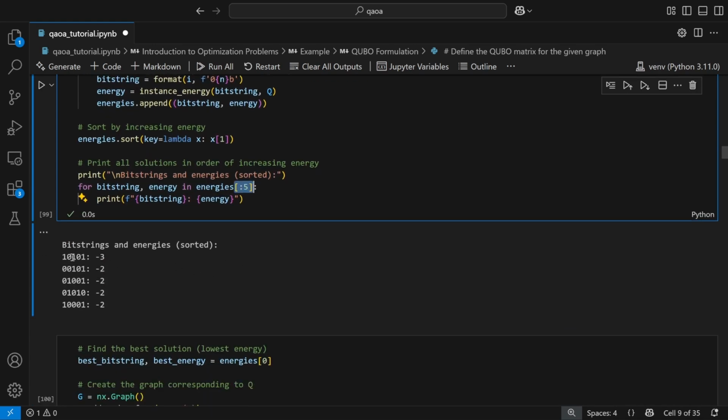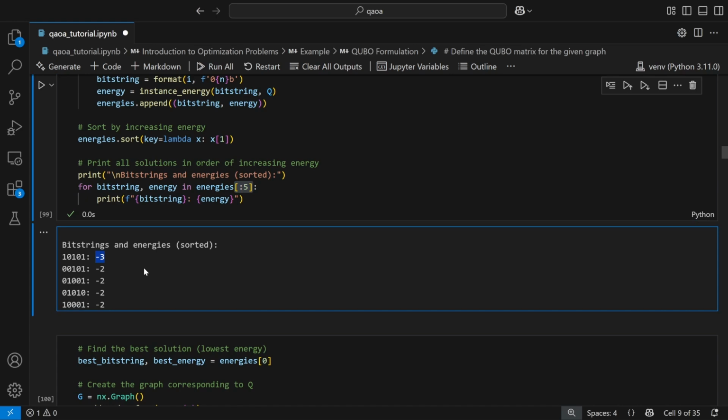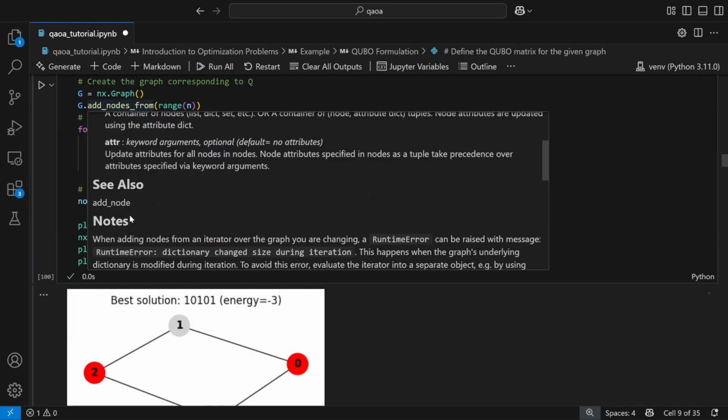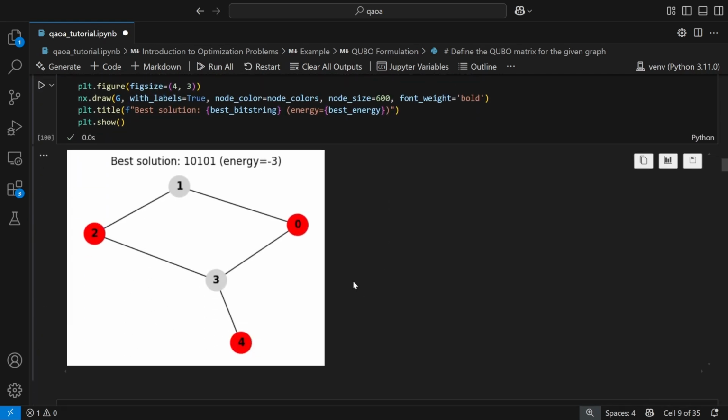You can see here that the lowest possible energy is -3. This means that the maximum independent set is of size 3. And here I've visualized the solution. You can see that the best solution is when you select the nodes 0, 2, and 4. This is the largest possible set of nodes that are not connected to each other. You can see that 0, 2, and 4 are not connected directly.